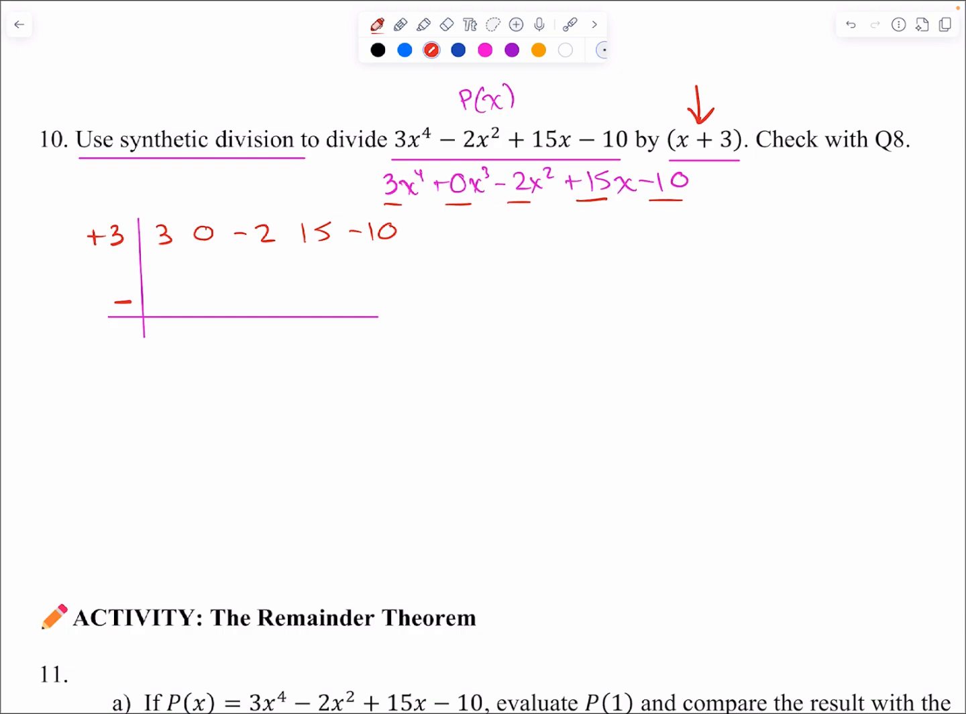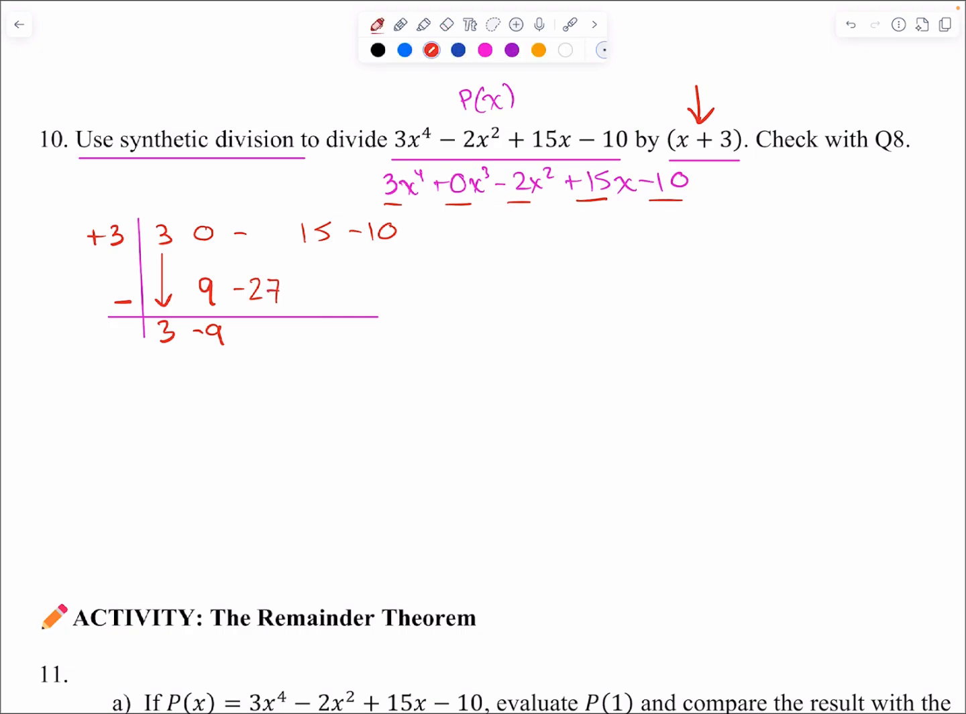So here are the steps. The first step is to bring down this 3. The next step is you take this number here, 3, and you're going to multiply it by that number. So 3 times 3 is positive 9, and that's going to go right here. Then you're going to go 0 minus 9, which is going to be -9. And then you're going to do it all over again. You're going to go -9 times 3, which is -27.